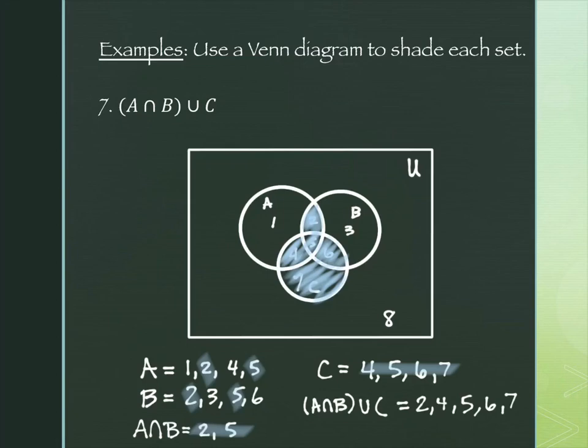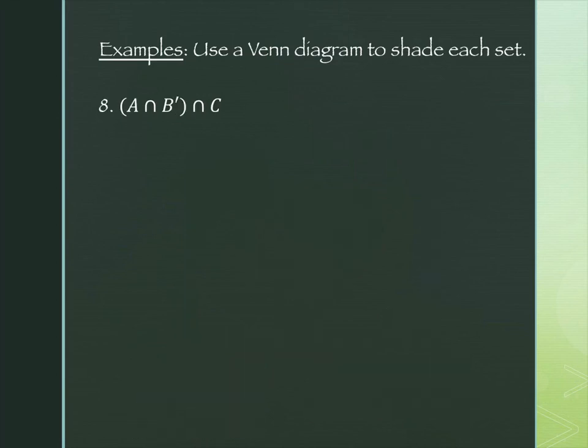Okay. The last one's the most complicated. What makes it complicated is that, yes, it's got 3 circles like this one did. But this one was in some ways kind of friendly because there weren't any complements, right? A, B, C, no complements involved. But the next one has the 3 circles and it has complements involved, which makes it more complicated.